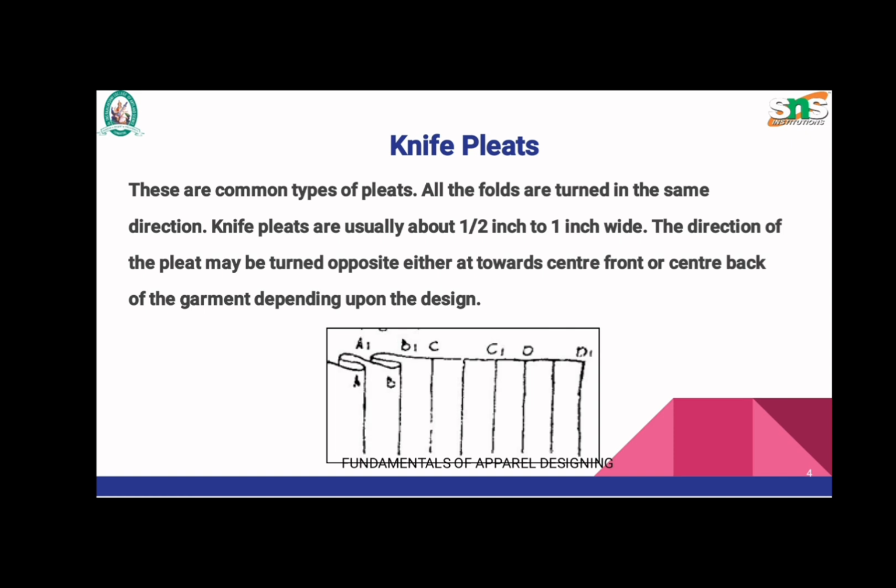All the folds are turned in the same direction. Knife pleats are usually about 1/2 inch to 1 inch wide. The direction of the pleat may be turned opposite, either towards the center front or center back of the garment, depending upon the design. The design given below is a knife pleat. We can create folds over 1/2 to 1 inch so that it appears to be a pleat. It is called a knife pleat.